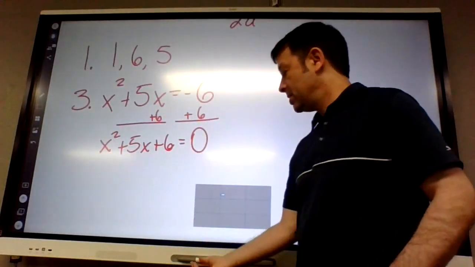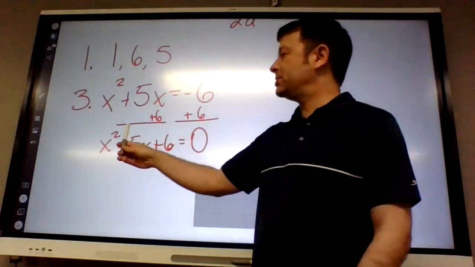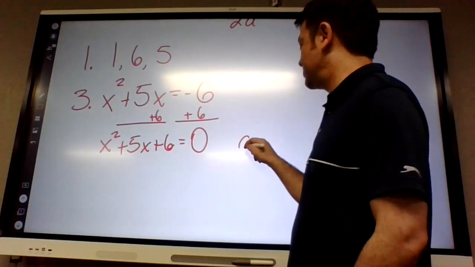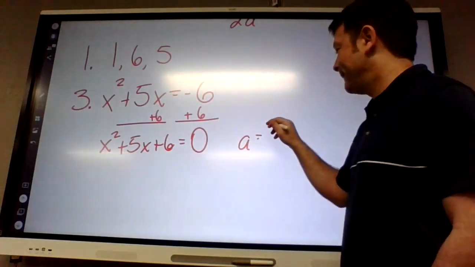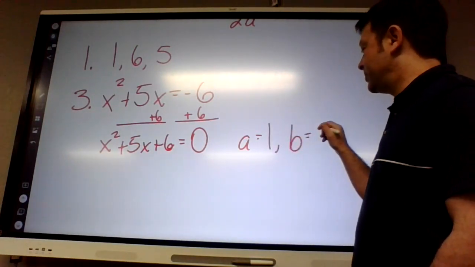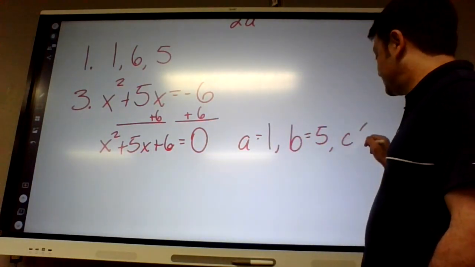Okay, so what is the A, B, and C on this one? What's A? 1. There's no number in front, that's like an invisible 1.